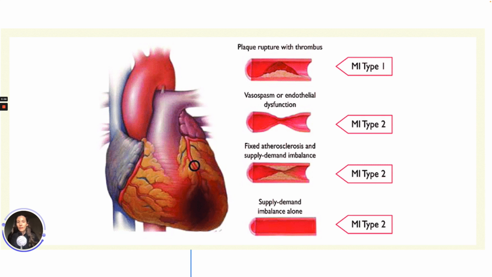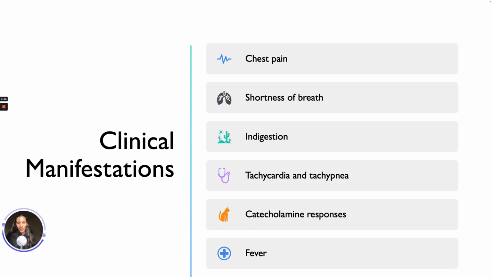All right, so this is just a picture of an MI, and there are different types of MIs. So you can see the little vessels on the heart. What happens is they get blocked or occluded, or they vasospasm, and it restricts the blood flow to the cells in that area. So you have a type 1, a plaque rupture with thrombosis, a type 2, vasospasm or endothelial dysfunction, or a fixed atherosclerosis and supply-demand imbalance, or a supply-demand imbalance alone. That just shows some different types.